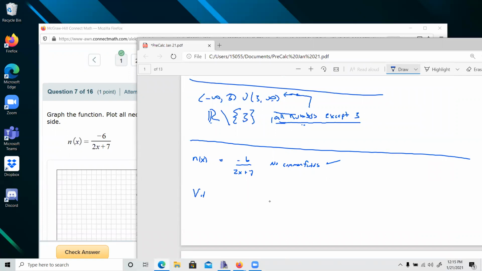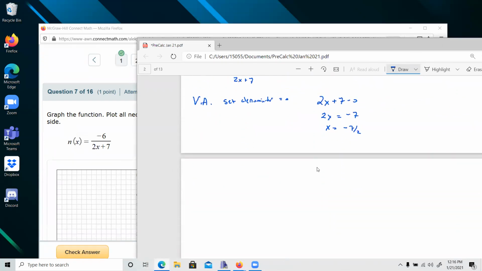And now we're going to check what our vertical asymptote is. Remember, the vertical asymptote is when you set the denominator equal to 0 and solve. So we're going to say this is 2x plus 7 equals 0. 2x is equal to negative 7, so x is equal to negative 7 halves. So that's our vertical asymptote.